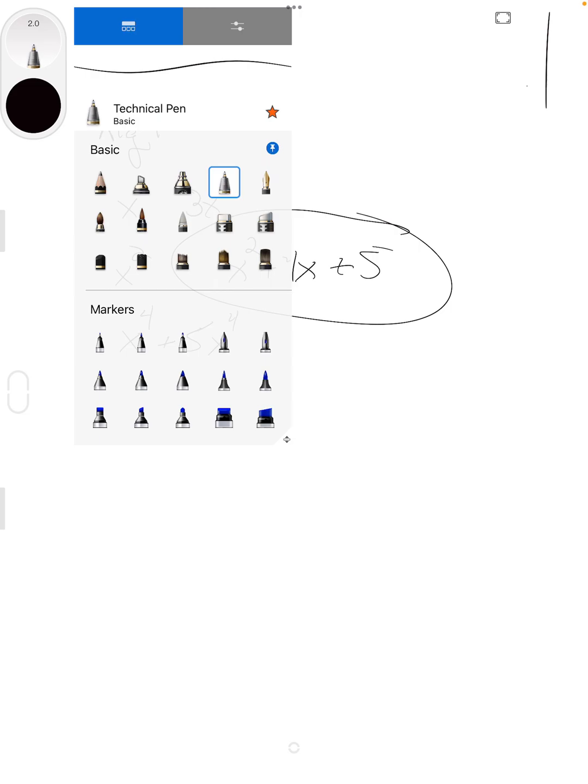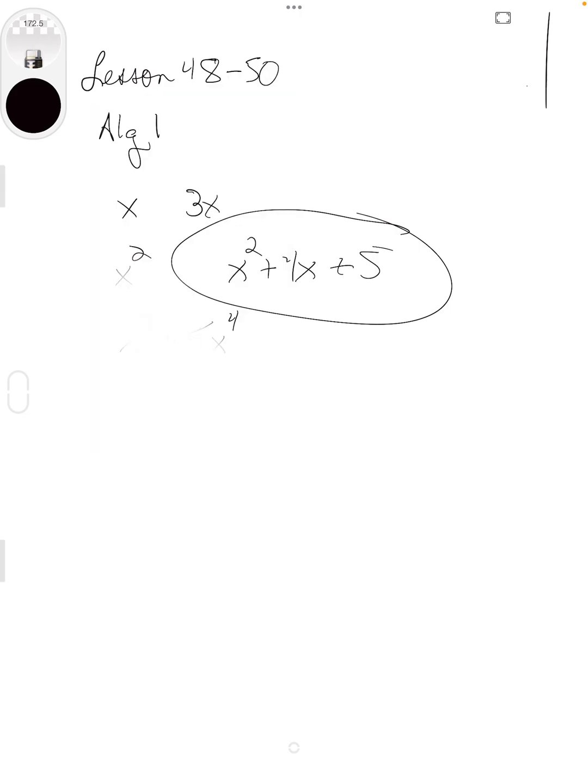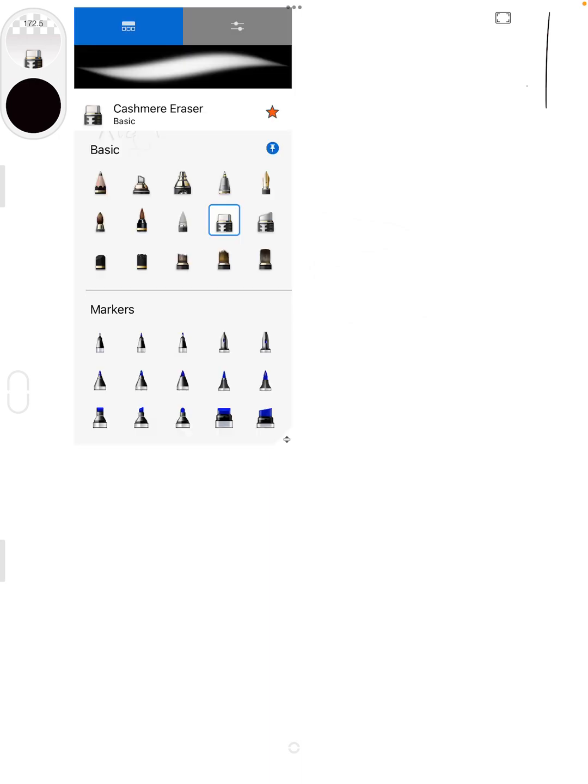Okay, so what do we do with that? Well, you can add them, you can subtract them, you can multiply, and you can divide them. And that's primarily what this week's stuff is about. So add, subtract, multiply, and divide. So let's start with adding and subtracting.